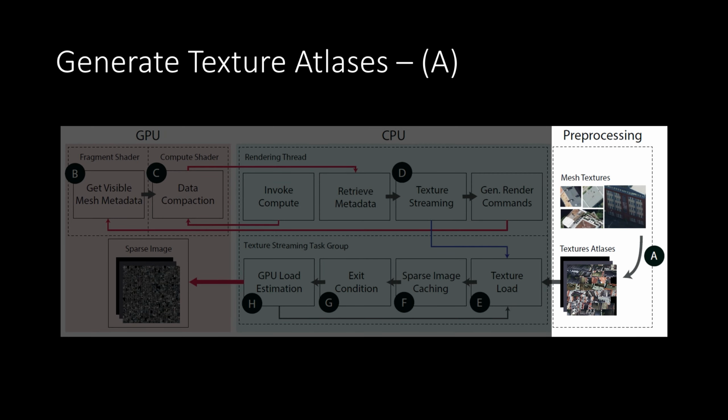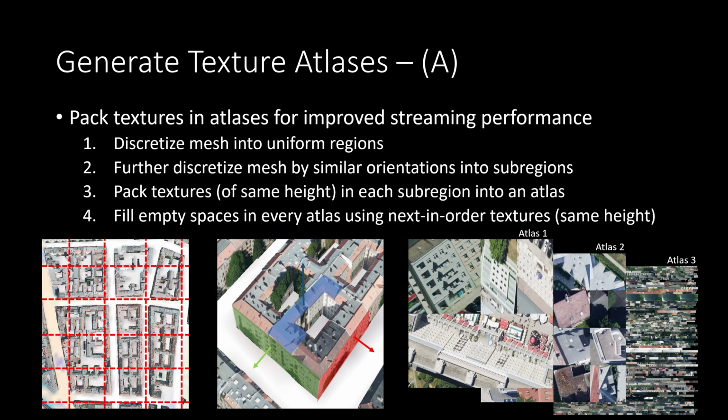The first pre-process is generating texture atlases. This step packs mesh textures in atlases for improved texture streaming performance. We first discretize meshes into uniform regions, then within each region, we further discretize meshes based on similar orientations. We then pack textures of the same height in each subregion into an atlas. Finally, we fill empty spaces in each atlas using the next in order textures of the same height.